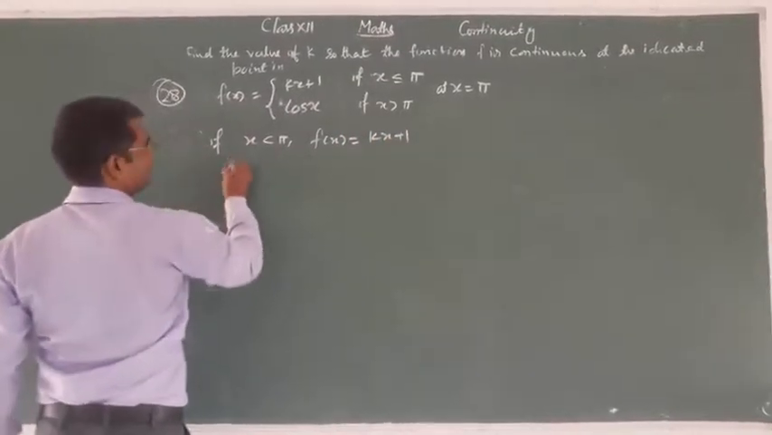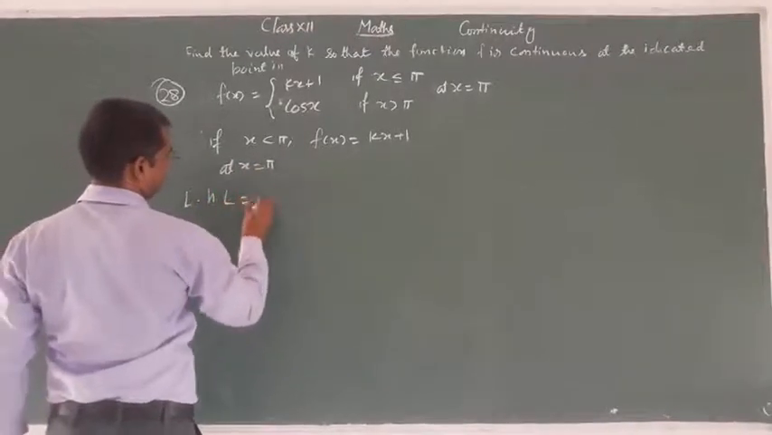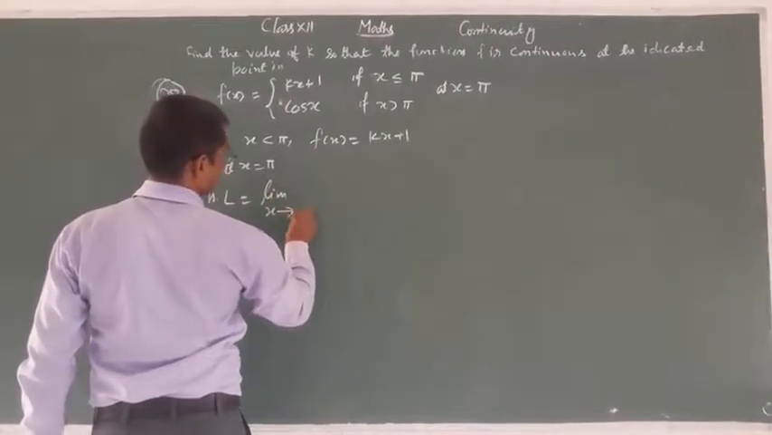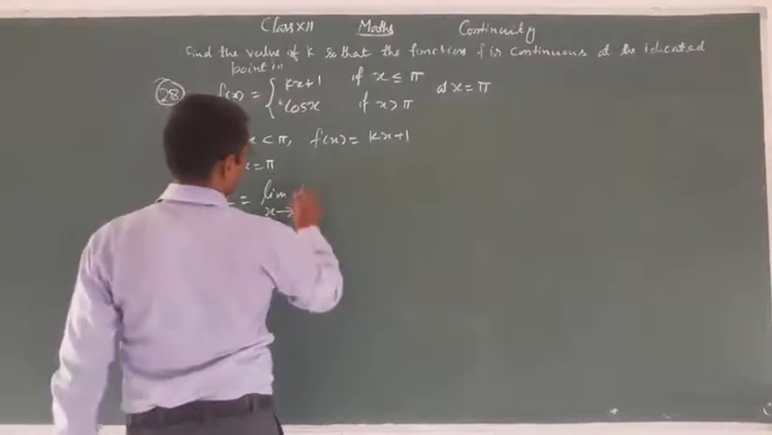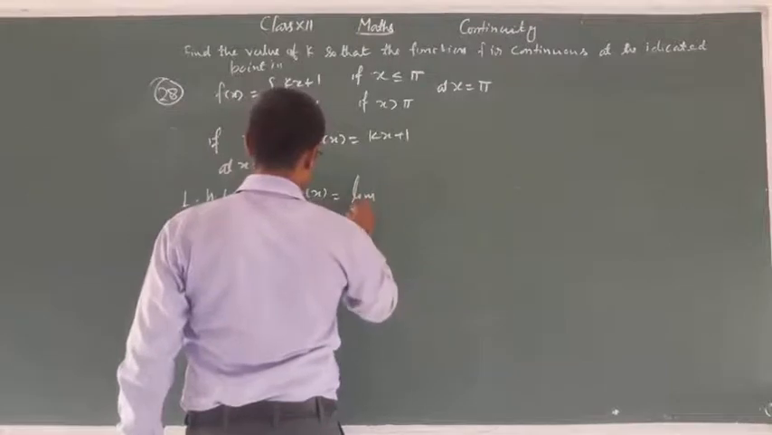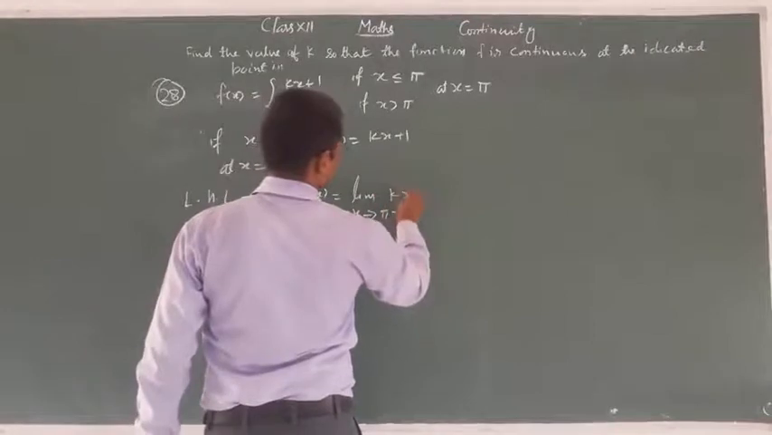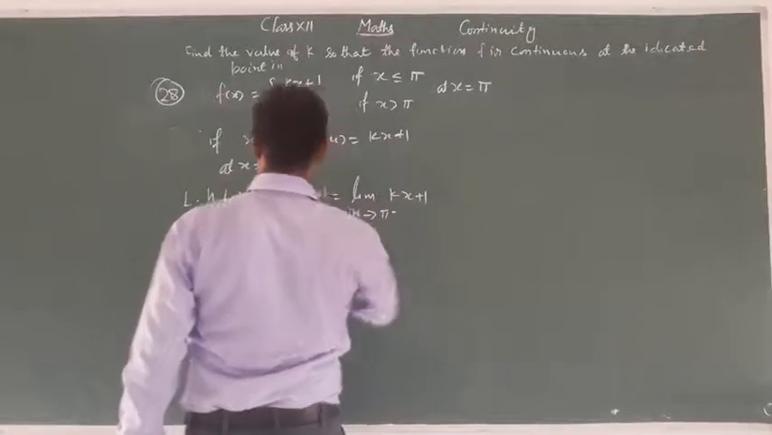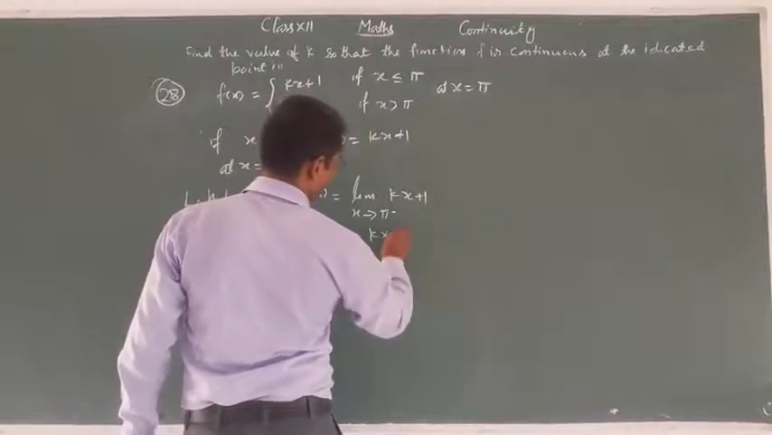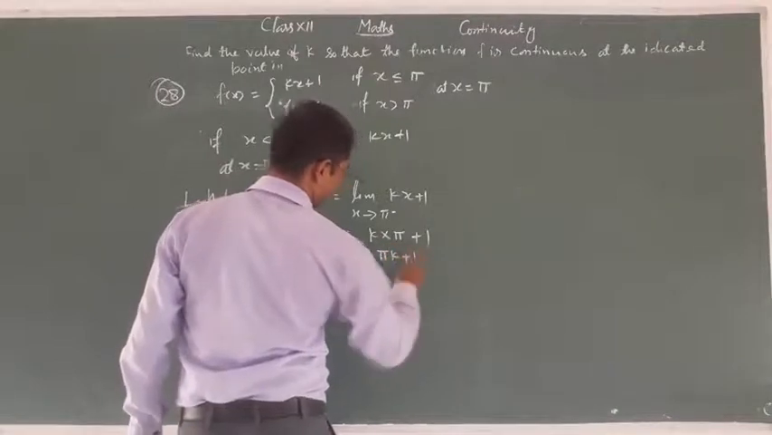At x is equal to pi, the left hand limit is equal to the left hand limit of f(x). So put here limit x tends to pi of f(x), kx plus 1. Now x is equal to pi, put here k into pi plus 1, which is equal to pi k plus 1.